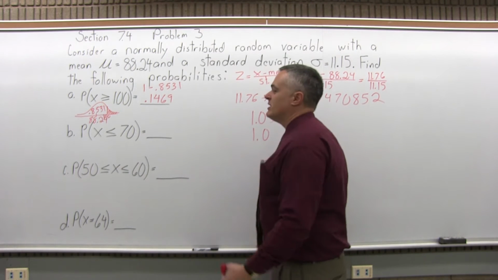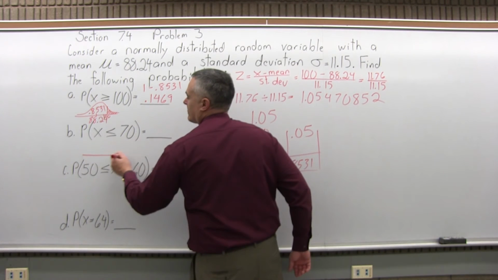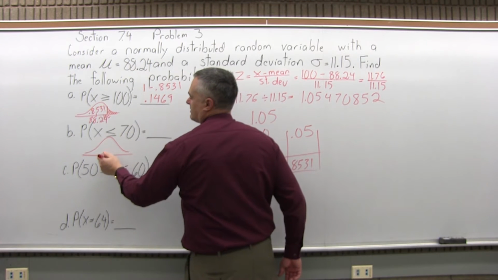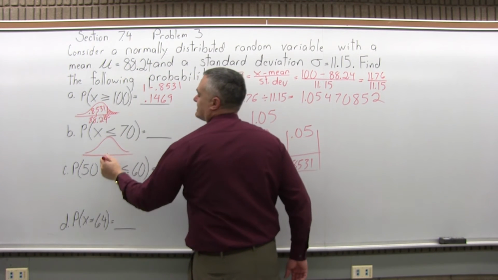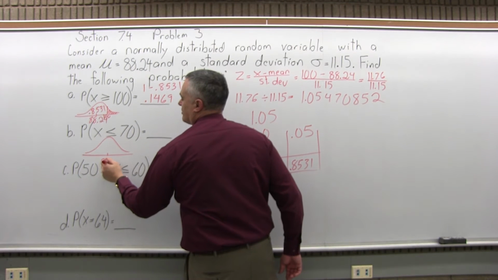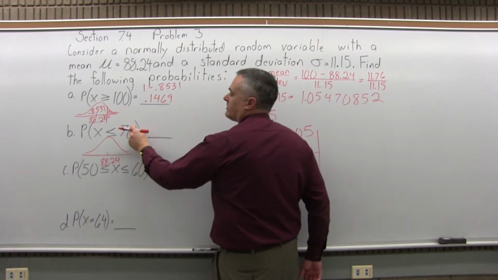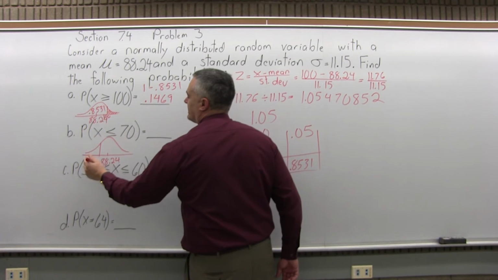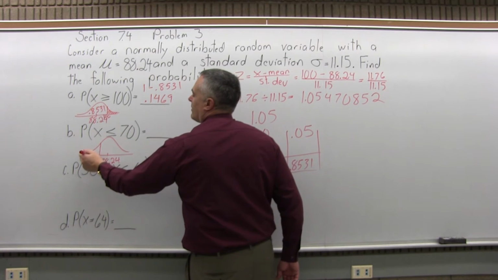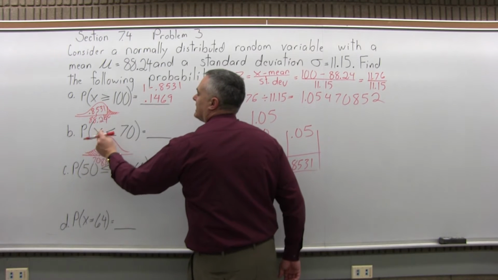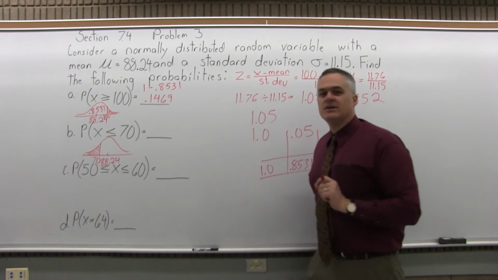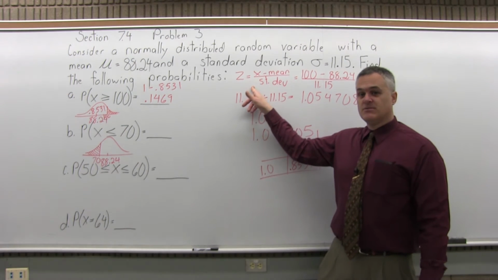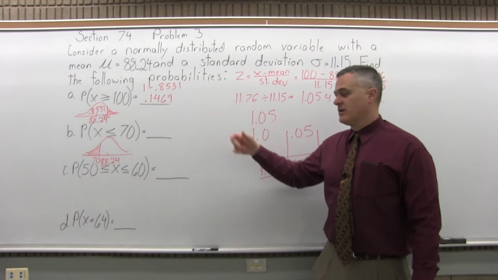So again, visually, what am I trying to find? So I have a bell curve. Because it's normally distributed, the graph has to be the bell curve. The mean is the value in the middle, 88.24. I want the probability of being less than 70. 70 is less than the 88.24, so we'll come to the left of it. And I want the probability of being less than that 70. So what I need to do is find the z-score for 70 and then look it up in the chart.